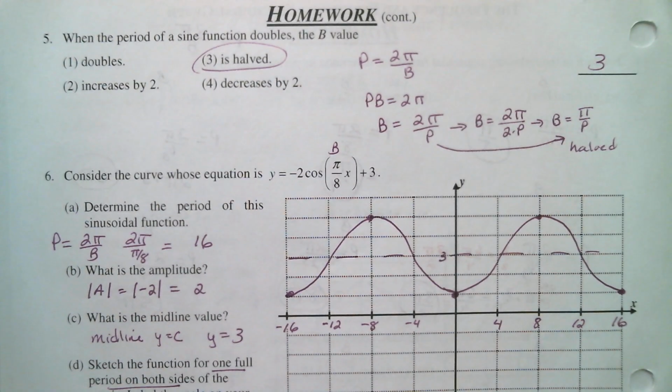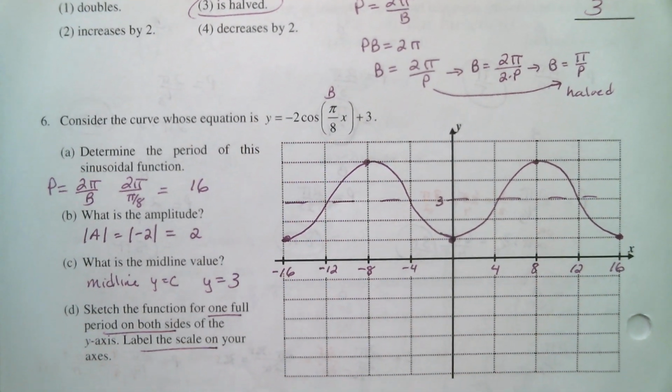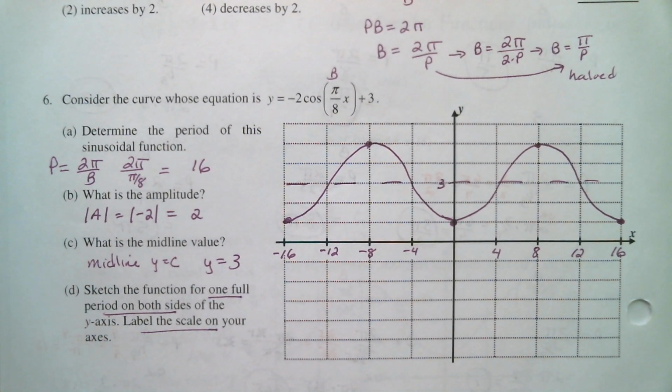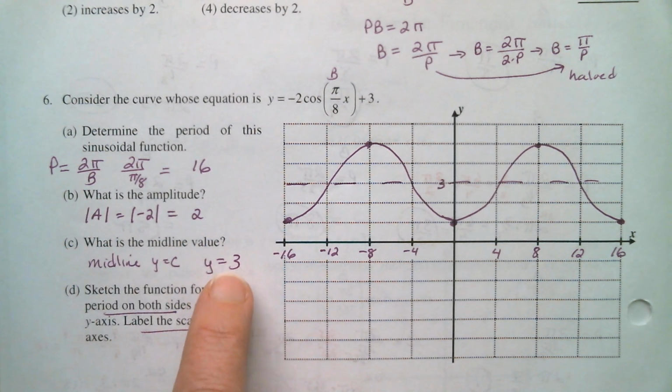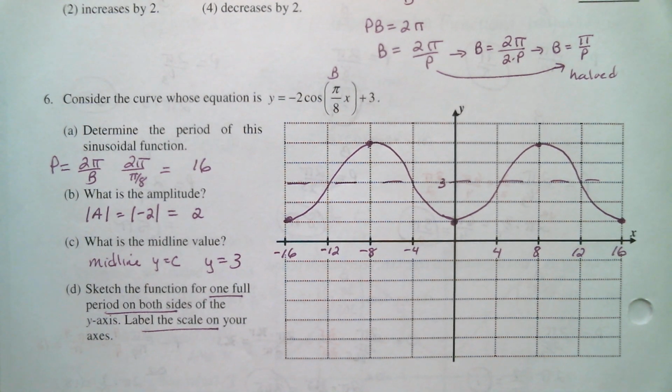And number 6, that's what your graph looks like. The period is 16. The amplitude is 2. And the midline value is 3. Now the explanation.